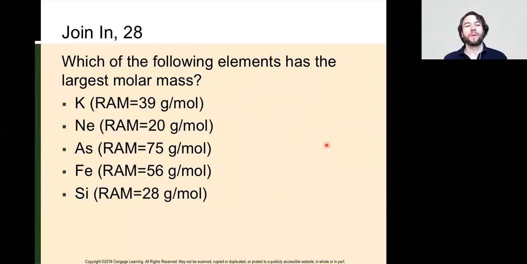Okay. So which of the following elements has the largest molar mass? I've given you the relative atomic mass. Which one of these elements has the largest molar mass? Potassium K, neon Ne, arsenic As, iron Fe, silicon Si. Answers in the chat box, or you can even say it out loud, that's fine. Which one of these has the largest molar mass?